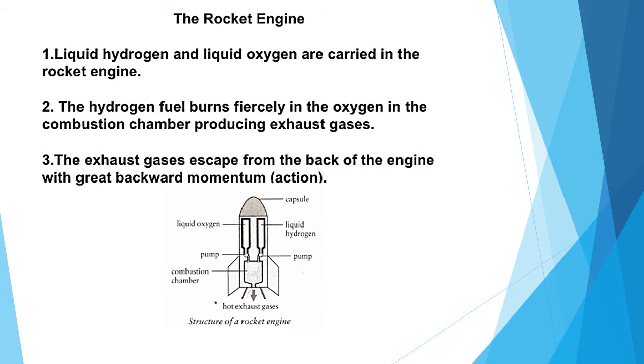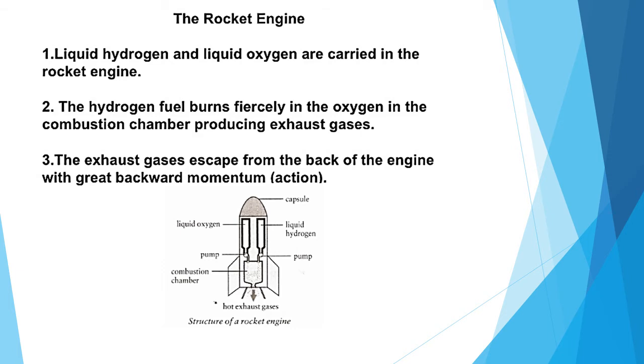So now we will look at the rocket engine. Liquid hydrogen and liquid oxygen are carried in the rocket engine. So the hydrogen fuel burns fiercely in the oxygen in the combustion chamber, producing exhaust gases. The exhaust gases escape from the back of the engine with a great backward momentum, which is action.